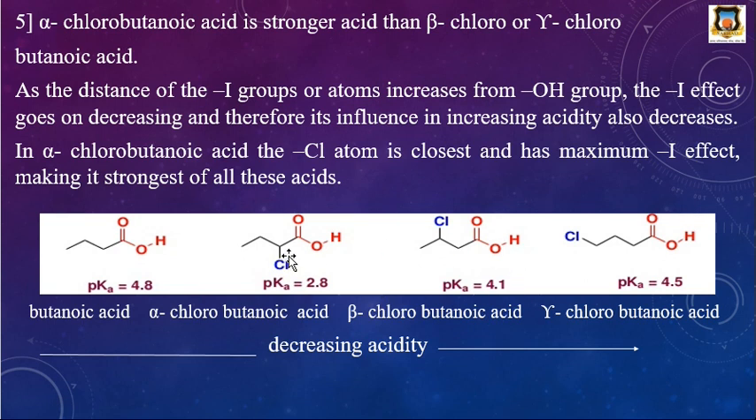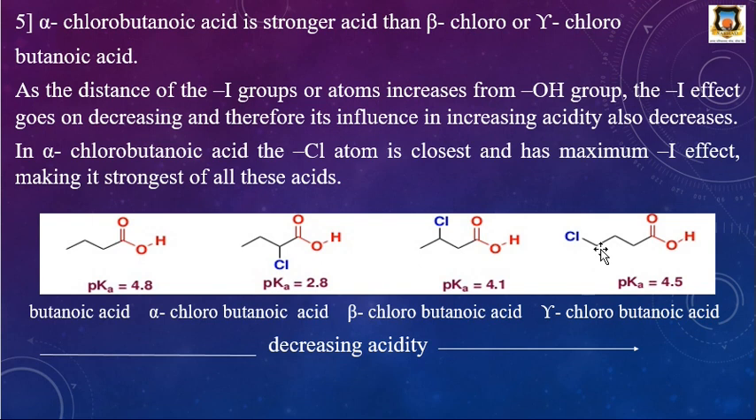In alpha chlorobutanoic acid, the chlorine atom is present on the adjacent carbon atom, in beta chloro it is one carbon away, and in gamma chlorobutanoic acid it is two carbons away. Therefore, the magnitude of the minus I effect goes on decreasing. All these chlorobutanoic acids are stronger acids than butanoic acid because there is a minus I effect, and such an effect is absent in butanoic acid.